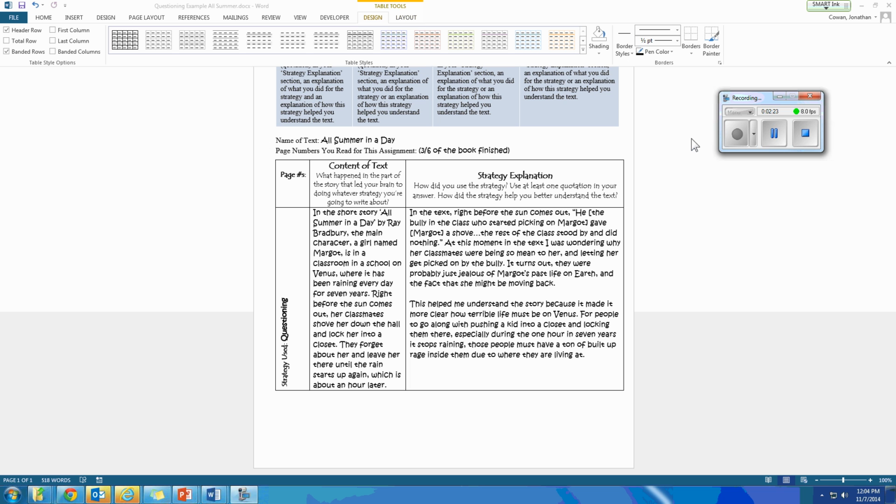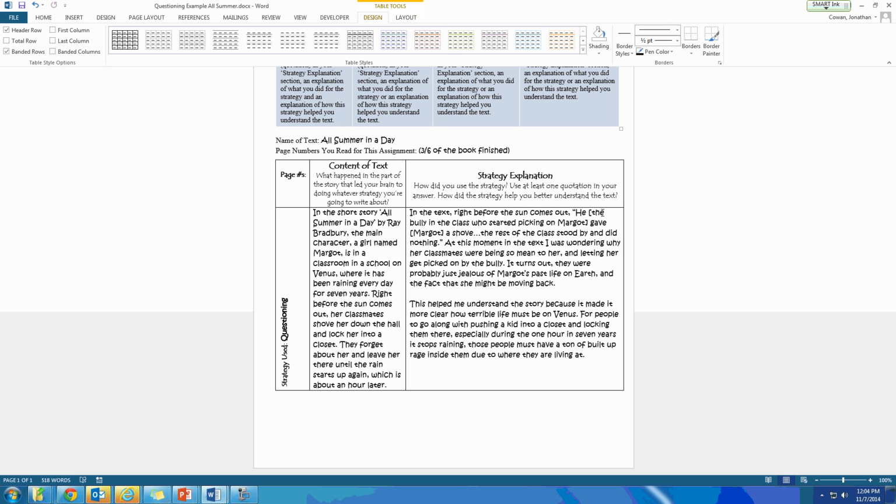So the strategy explanation, I need to talk about how did my brain come up with questions. I got to include a piece of text evidence where that question occurred. And then I got to write about how did that help me understand the text. So I'm writing in the text, right before the sun comes out, he, the bully in the class who started picking on Margot, gave Margot a shove. Remember these brackets right here? These brackets are just my words, adding into the text to make a reader understand what's going on. The rest of the class stood by and did nothing.